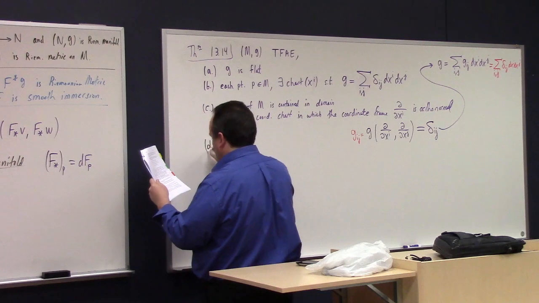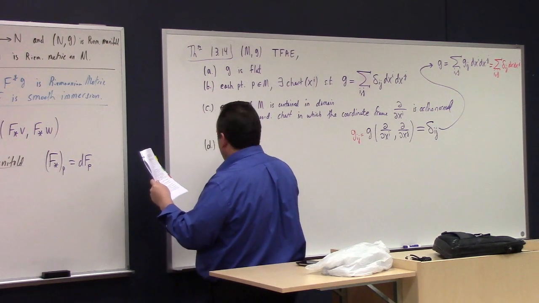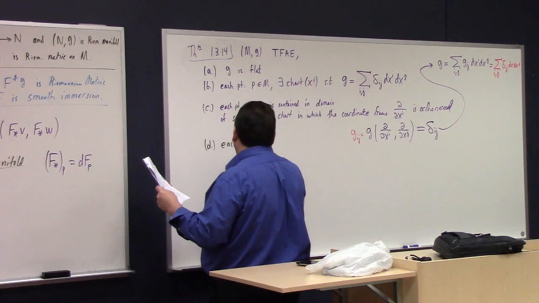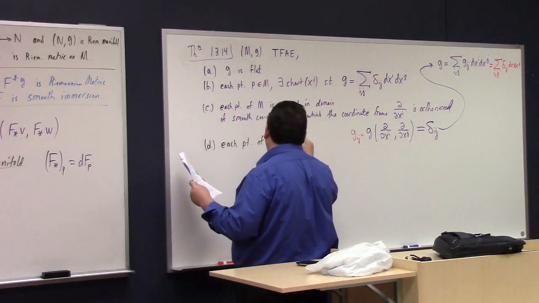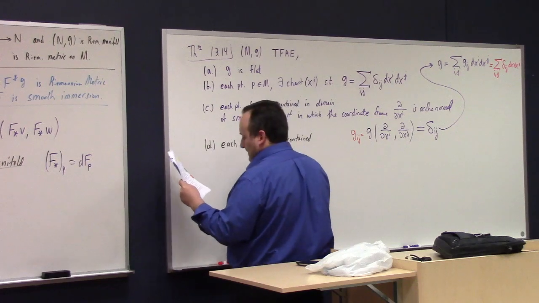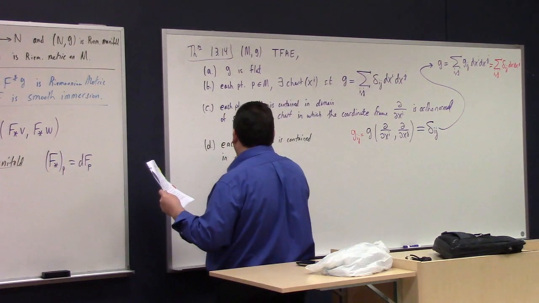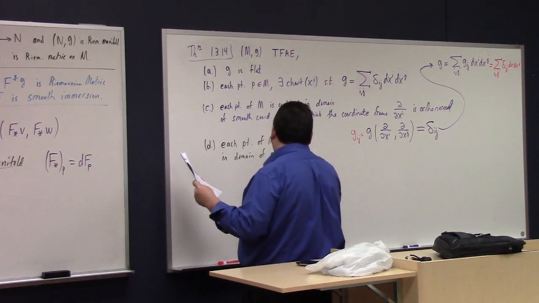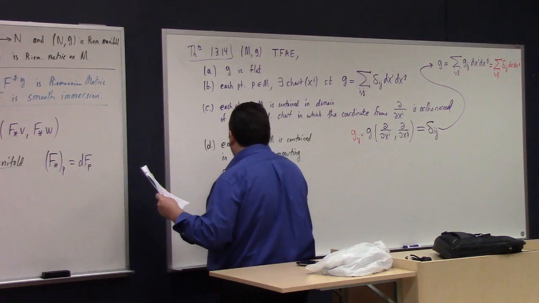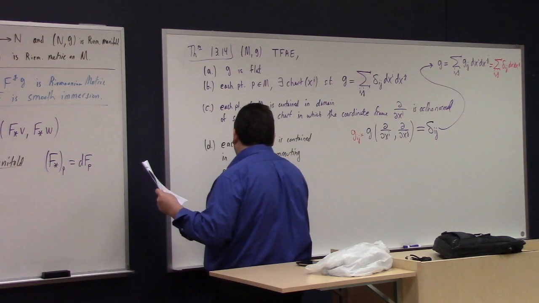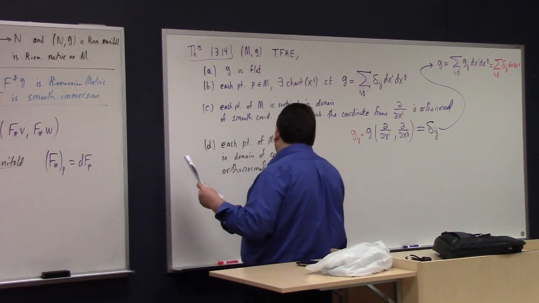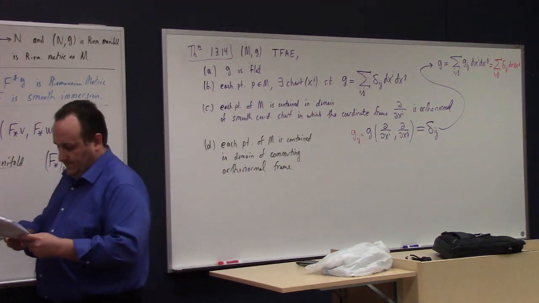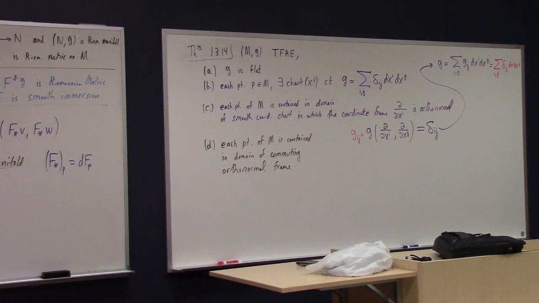Ooh, look at this one here. Each point of M is contained in the domain of a commuting orthonormal frame. Which does appear slightly different, right?